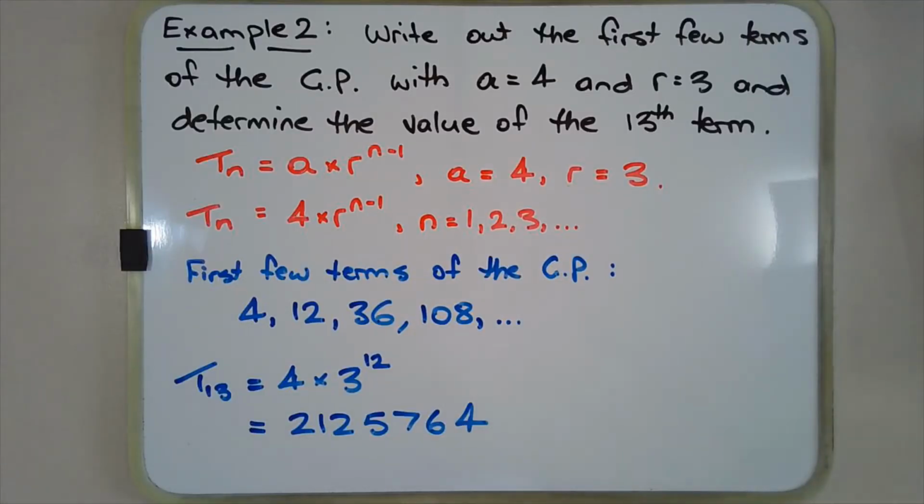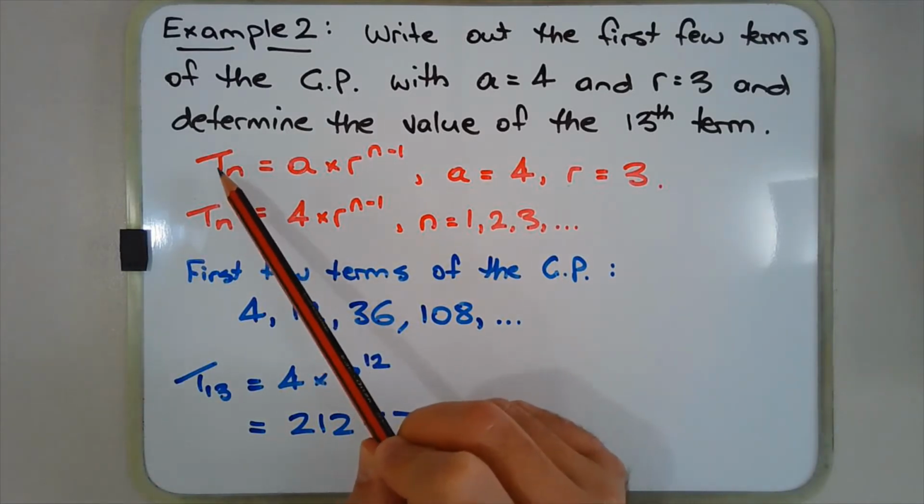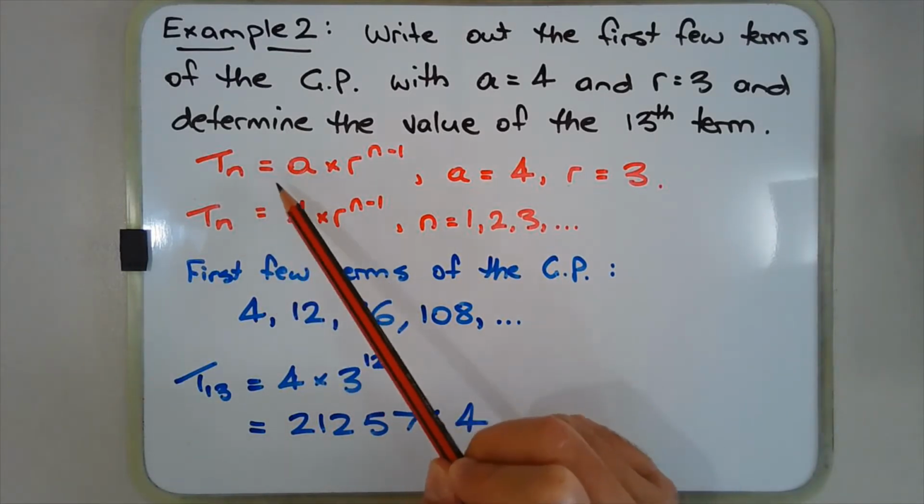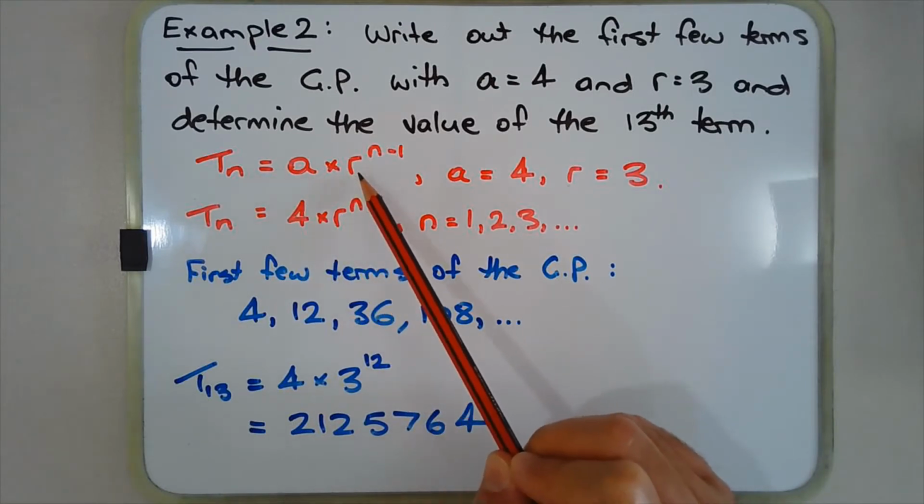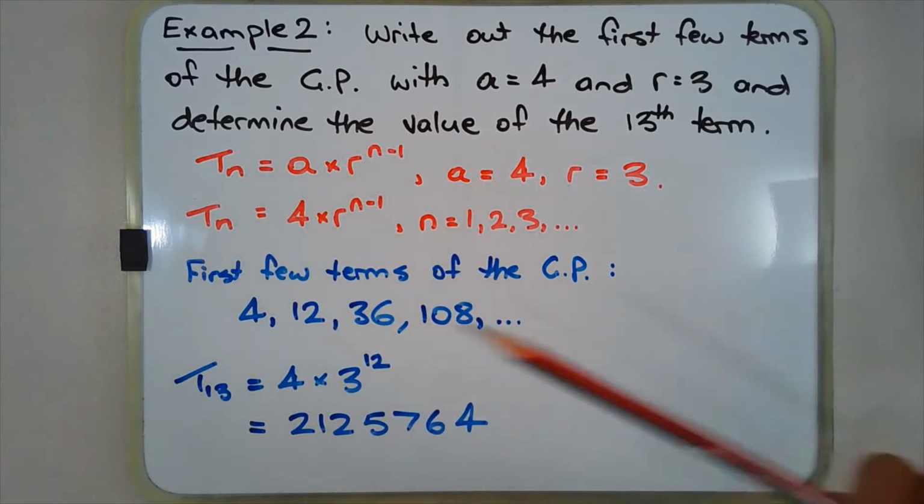Example 2. Write out the first few terms of the GP with A equals 4 and R equals 3 and determine the value of the 13th term. So we can use the non-recursive formula for the general term of a geometric progression. That is, the nth term, Tn, is equal to the first term A multiplied by R to the power of n minus 1, R being the common ratio.